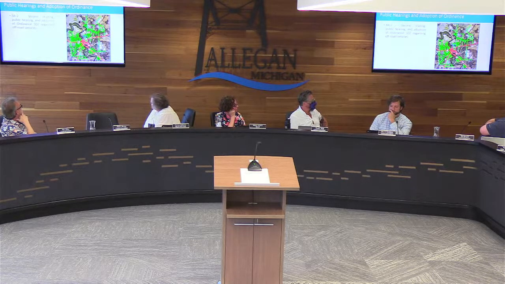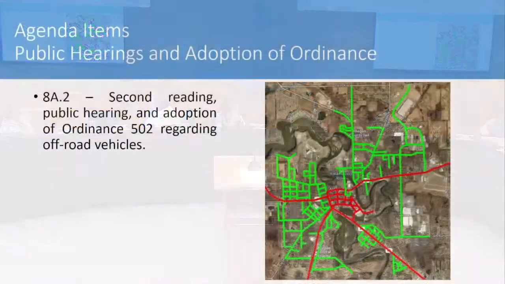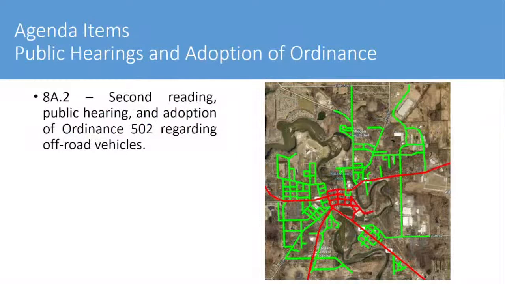The reason most of downtown is shown in red is because when I tried to read the room and council members reached out to me, the majority of council, I got the feeling, did not want to see ORVs on Hubbard, Chestnut, Locust. If that's different, then we can go ahead and delete those and play with that.